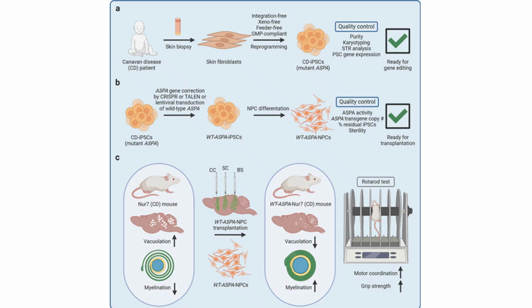Without functional ASPA, NAA, or N-acetylaspartate, builds up in the brain, disrupting the oligodendrocytes' osmotic balance function. This causes water to enter the white matter of the brain, forming vacuoles and spongy degeneration.